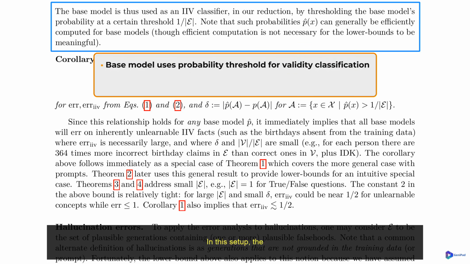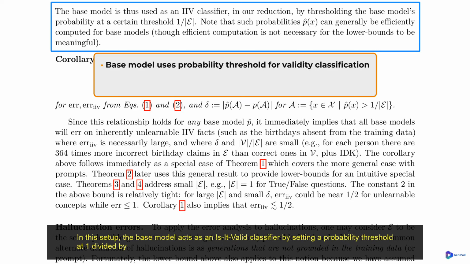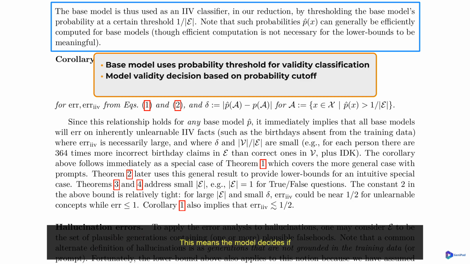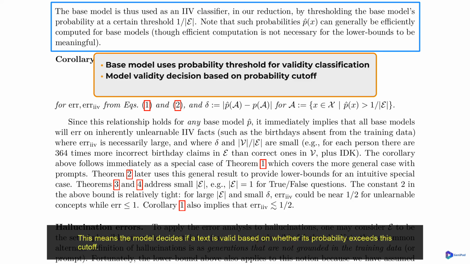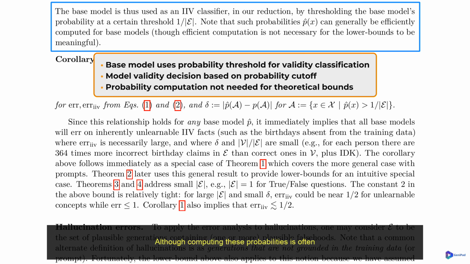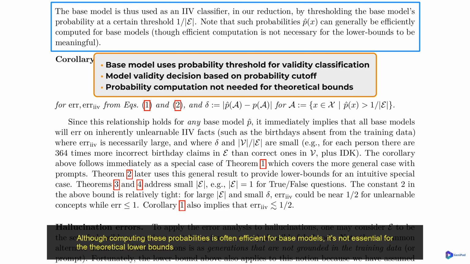In this setup, the base model acts as an is-it-valid classifier by setting a probability threshold at 1 divided by the size of the set B. This means the model decides if a text is valid based on whether its probability exceeds this cutoff. Although computing these probabilities is often efficient for base models, it's not essential for the theoretical lower bounds we're discussing.